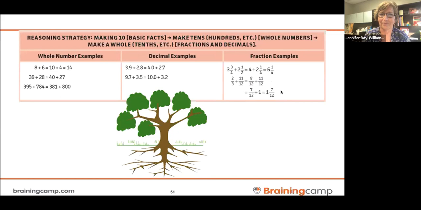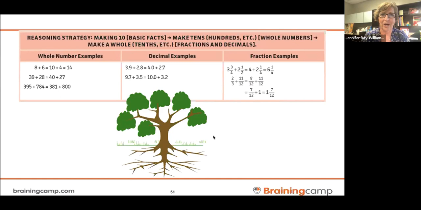In my experience with fourth, fifth, sixth grade students, make a whole is like a big win. They're like, you mean I don't have to regroup? I don't have to do all that? This is a good strategy. If you can make a whole, go for it. And just working on that flexibility.